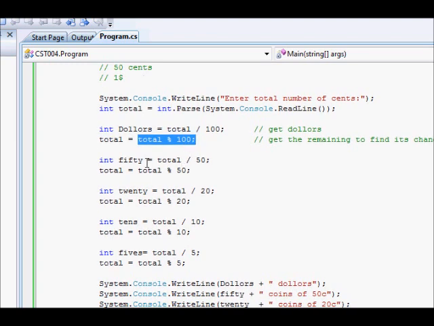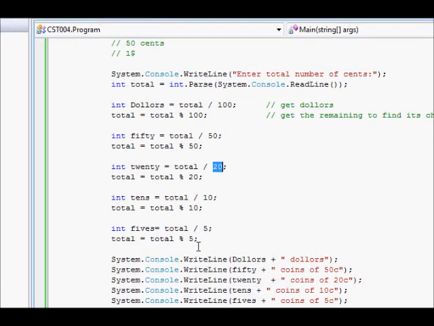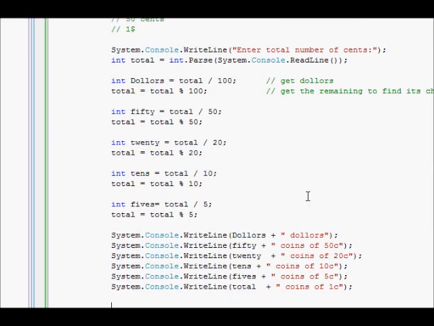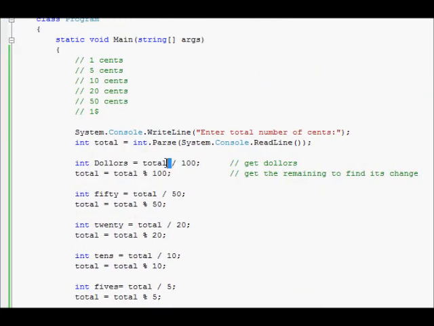Same idea goes here. How many 50 cents are available, right? And how many cents are not enough for 50, and so on. The most important thing is you must always start from the largest value and then work your way down to the smallest one. If you reverse the order, you will get the wrong answer. So I guess this will be all for today. Just wanted to show you how you could use the div operator, or the division operator, and the modulus operator.